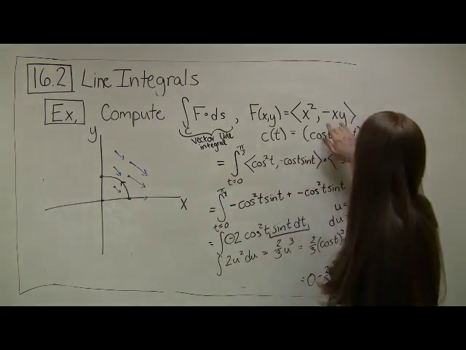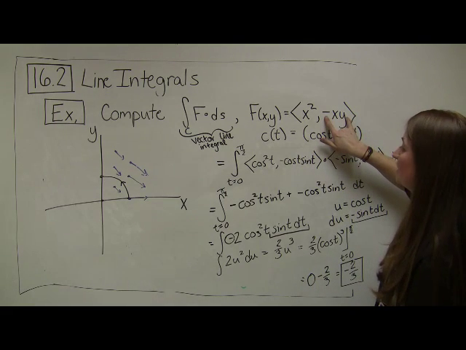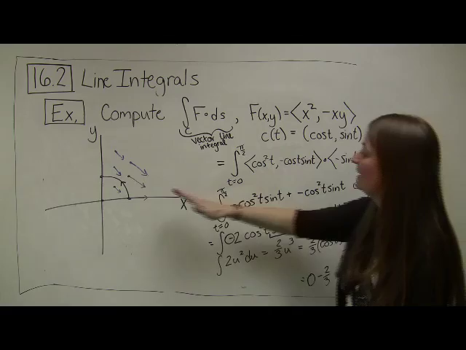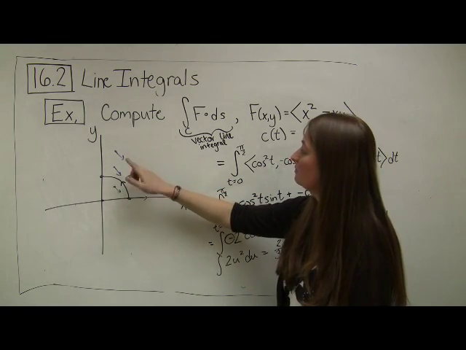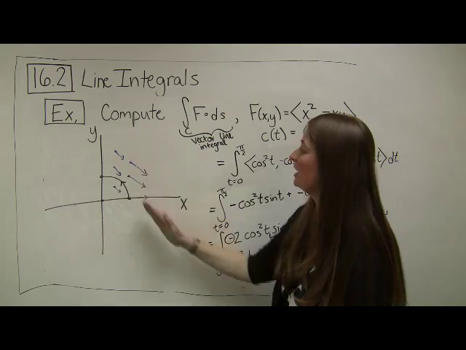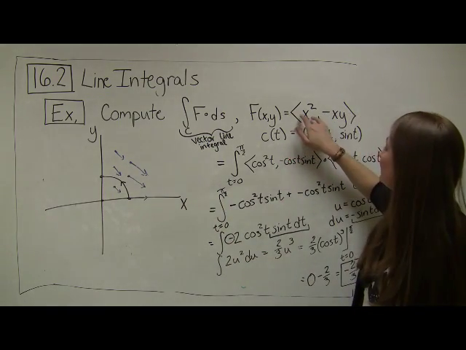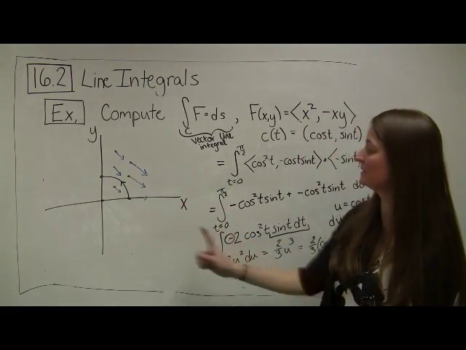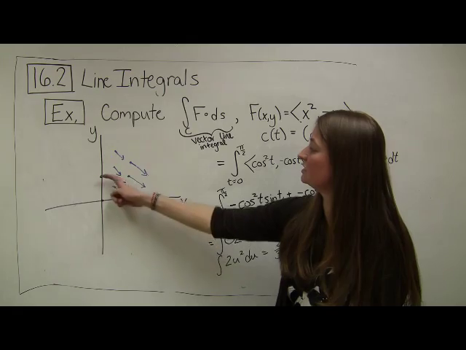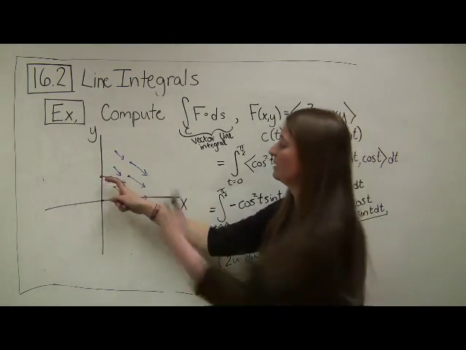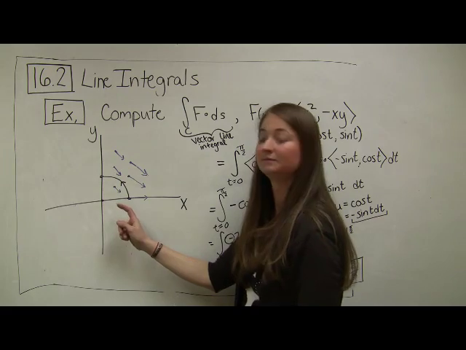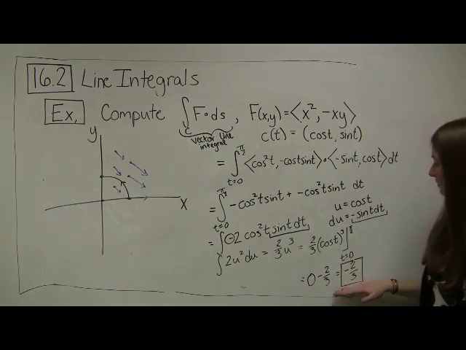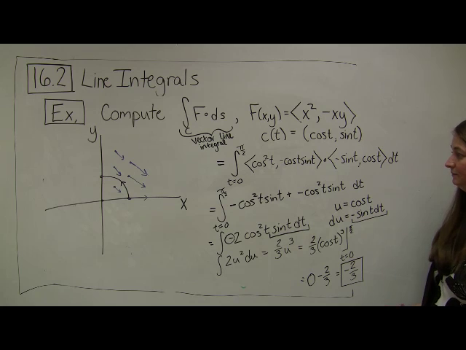And we see that because my y component is given by negative xy, and here when I'm in the first quadrant, both x and y are positive, it means that my y's are pointing down. Whereas my x components are squared, so they're always moving positively. So it makes sense that as I travel along this arc in this direction, my work is going against me. So it makes sense geometrically that we got this negative value.